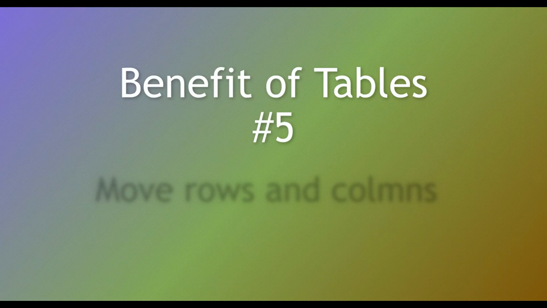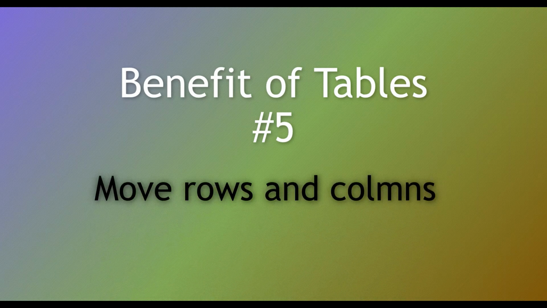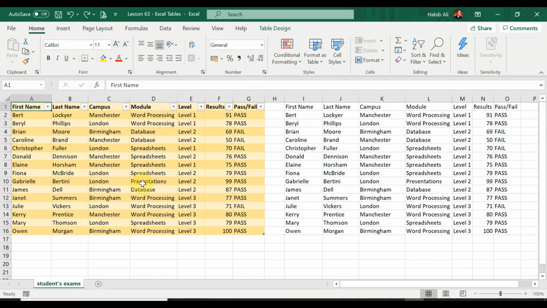Benefit number 5, move rows and columns. Now within an Excel table, you can actually move these columns around and have them in any position you want. So let's say, for example, I want to move the pass and fail column just before the results column. All I have to do is select this entire row. Remember, just the row within the table and not the entire column.